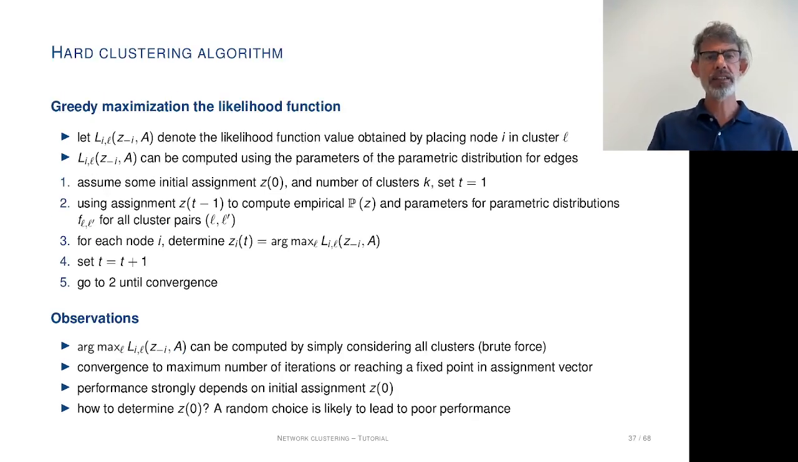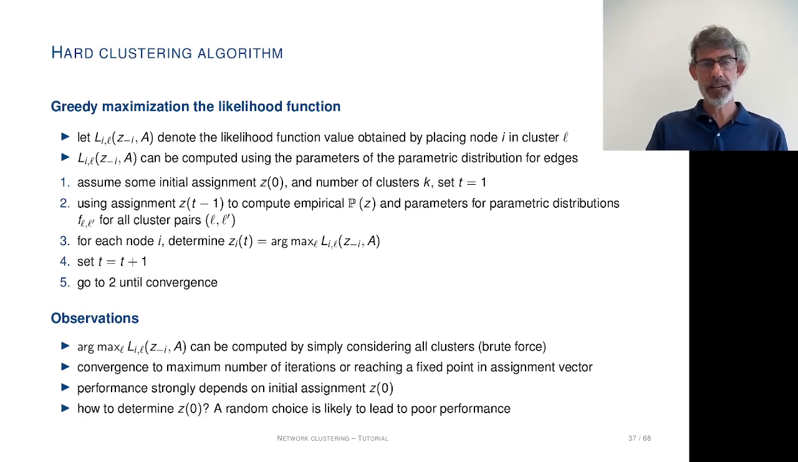Good. So here's a hard clustering algorithm, an algorithm to do community detection in this framework of statistical inference. So we're going to let L_i(l) be the likelihood function obtained by placing node i in cluster l and not changing anything else. So I have a cluster assignment vector Z, I take node i and I place it in cluster l, and I compute the likelihood function in this scenario. And note that this function, L_i(l), can be computed using the parameters of the parametric distribution for the edges. So here's the algorithm. We start with some initial assignment Z0 of the nodes into clusters, and the number of clusters is set to K, and we set t equals to 1.